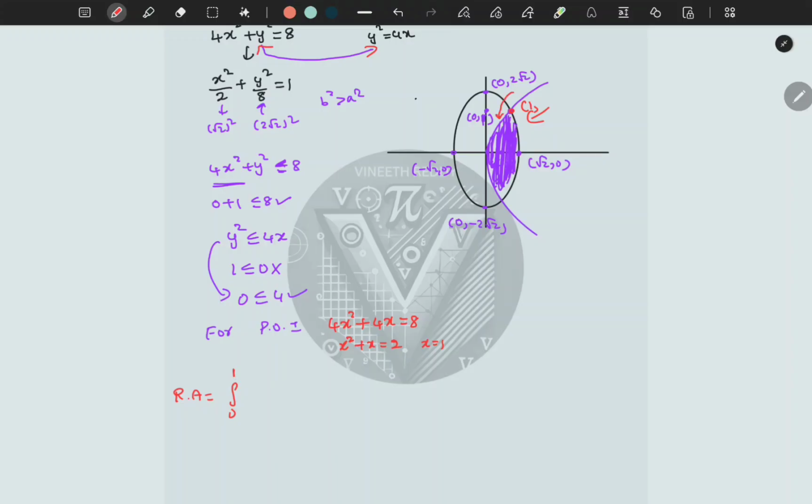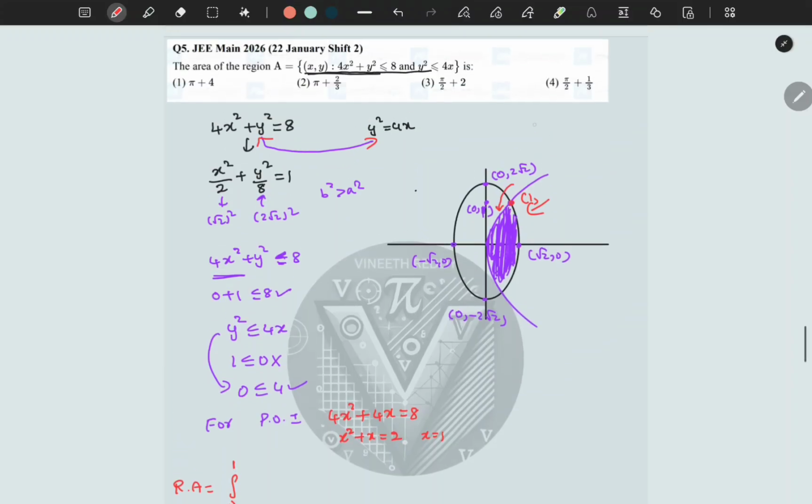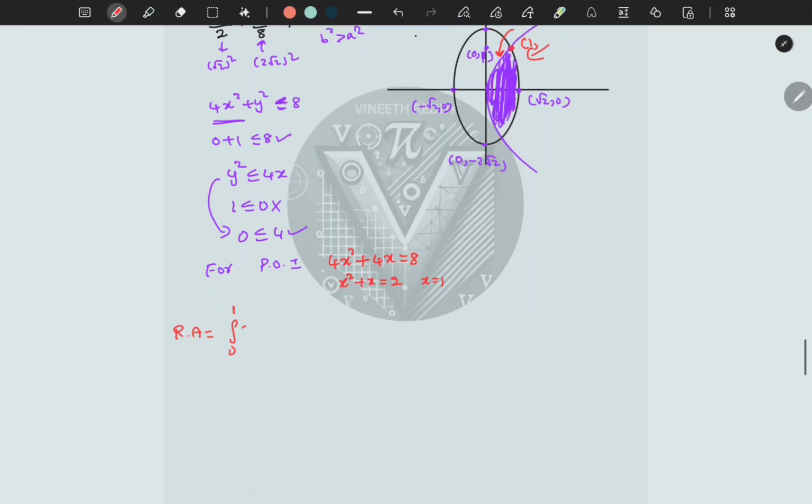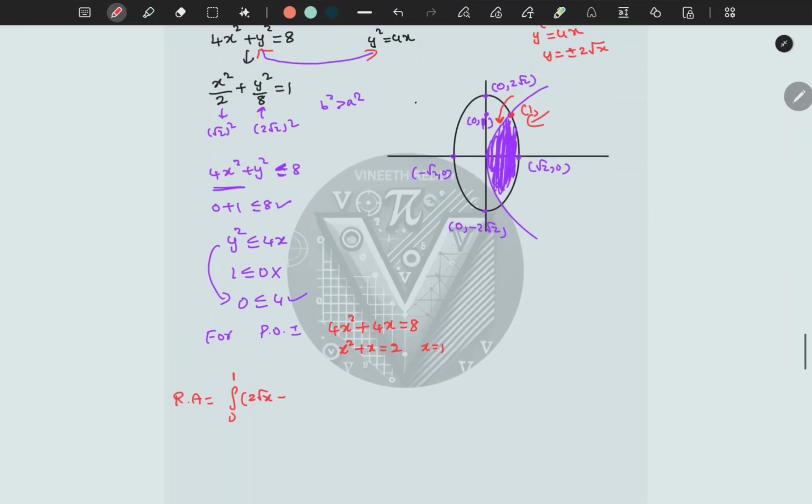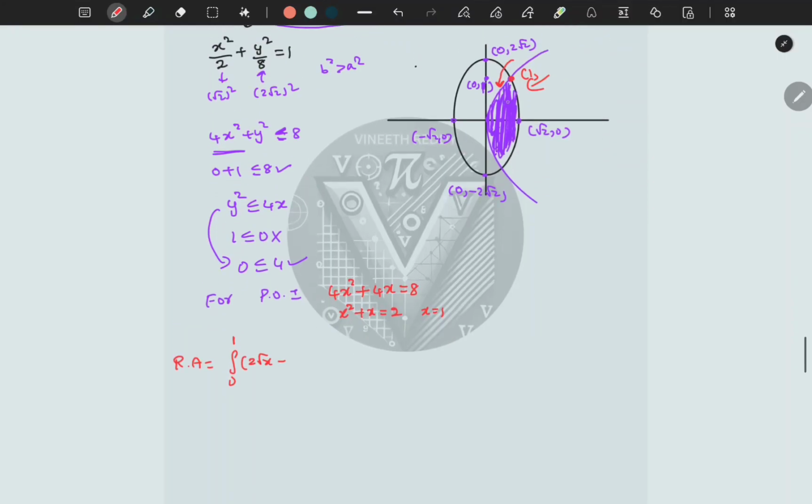Now we have to integrate this particular curve, and what is that? That is the parabola. So the parabola y square is equal to 4x, y will be equal to plus or minus 2 root x. Since this particular curve is above the x-axis, we will be taking plus 2 root x. So this should be 2 root x, from 0 till 1, this is the region.